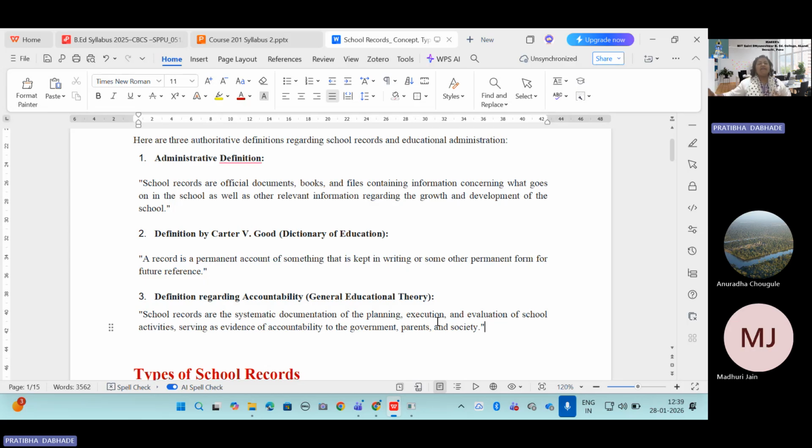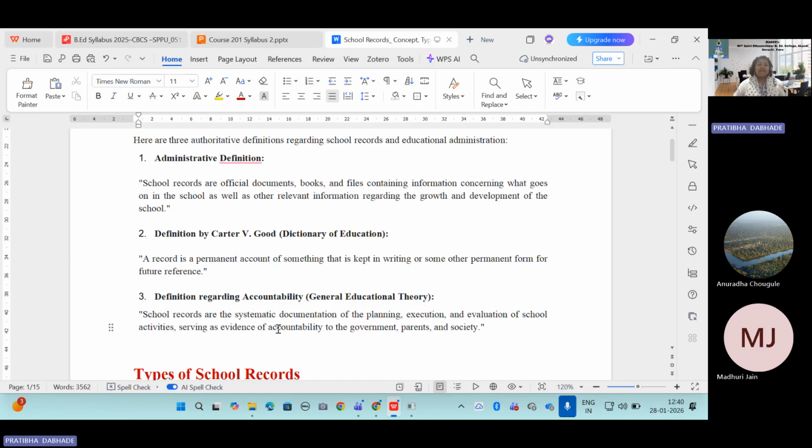Whatever activities are running in the school, the planning of every activity should be in the form of records. Execution, how that particular activity is executed in the school, again that record is there in the school record. And always, why do we have to maintain the record? Because one perspective is growth and development. When we evaluate the activities, next time we can plan better activities, because the lacunae we find, when we plan next time, we will definitely overcome them.